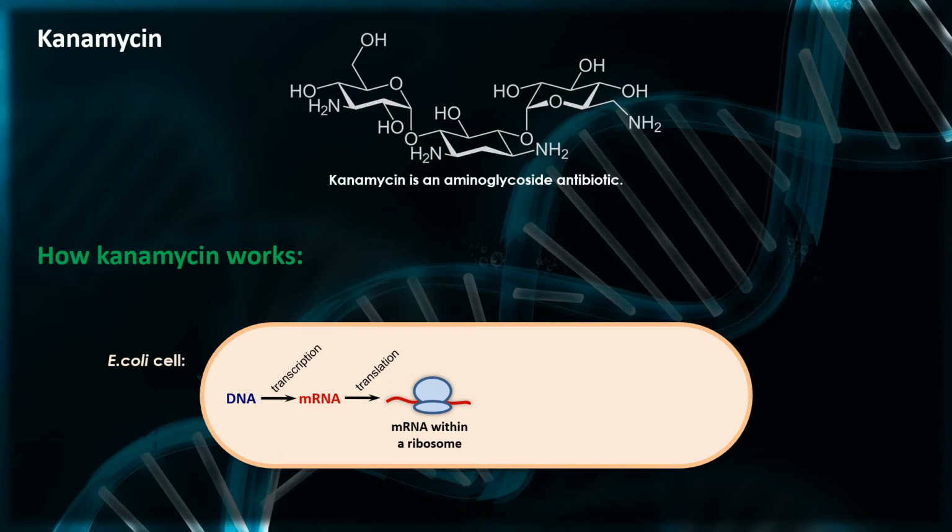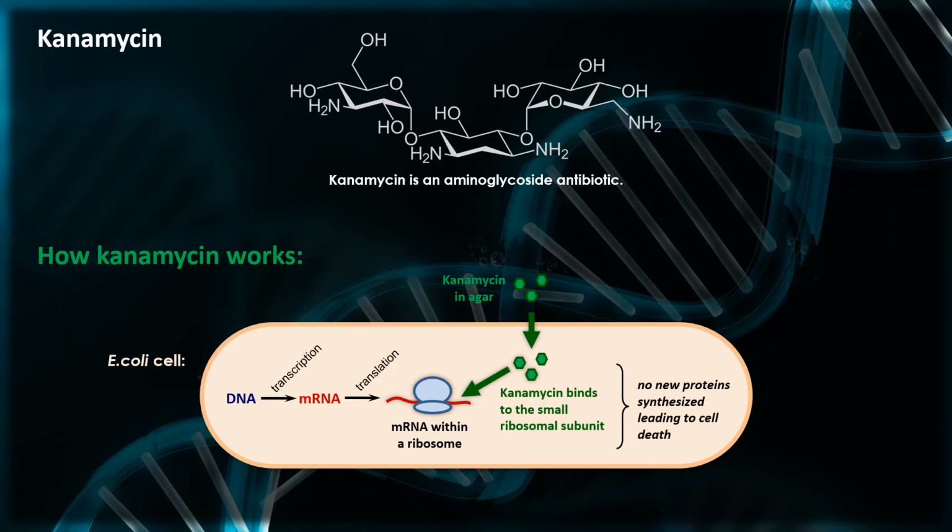The RNA finds a ribosome, and that ribosome is going to make proteins which allow the cell to live. When kanamycin is present, it's going to enter the cell, and it binds with a small 30S subunit on the ribosome and basically blocks translation right at that very step. So no new proteins are synthesized and the cell dies. That's normally how kanamycin works.